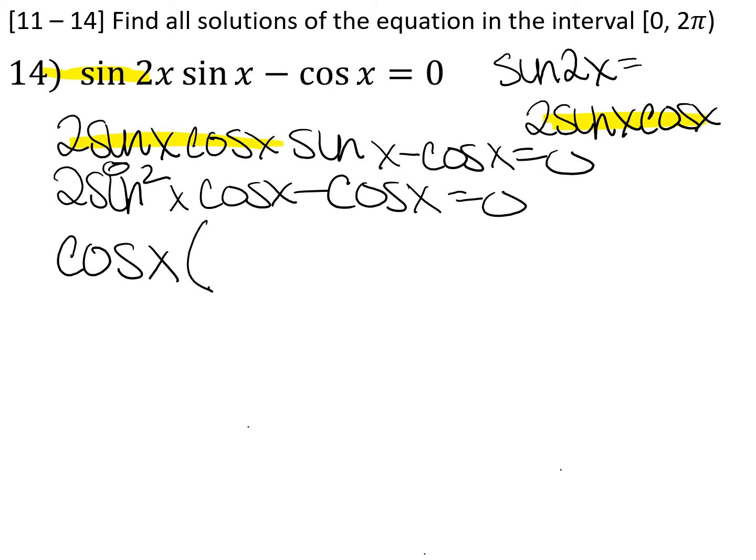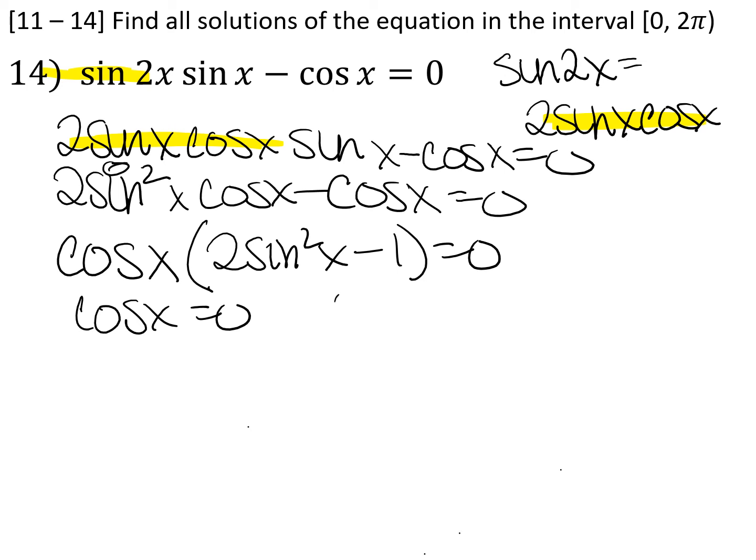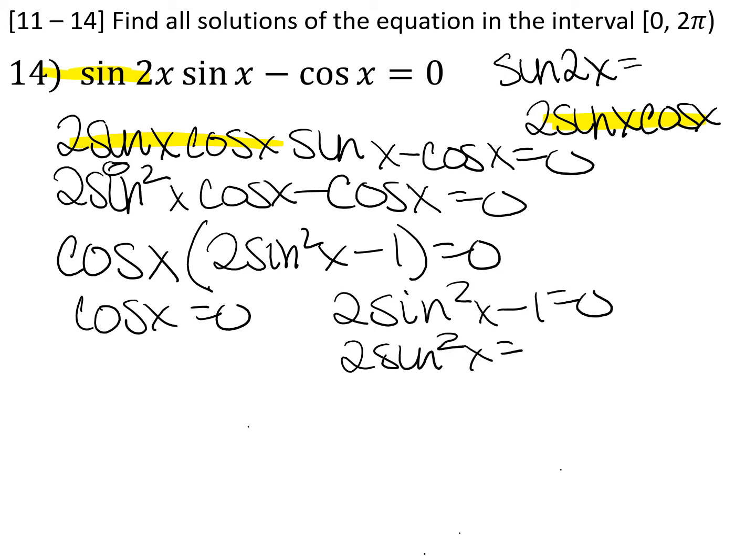2, I switched the color of my pen. Okay, so that would be 2 sine squared x minus 1 equals 0. I set each factor equal to 0. Okay, I can see, I think this is going to work actually. Okay, so this one as a quadrantal, I'll solve that one in a minute. I'm going to add 1 to both sides. I'm going to divide both sides by 2.